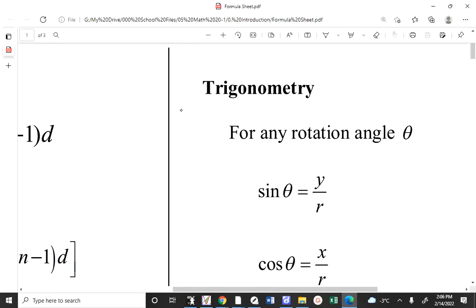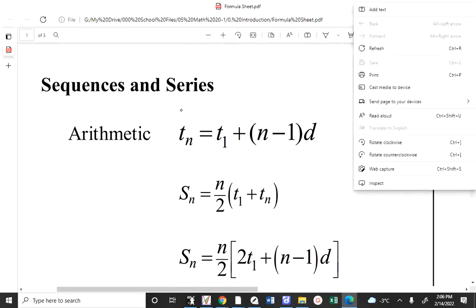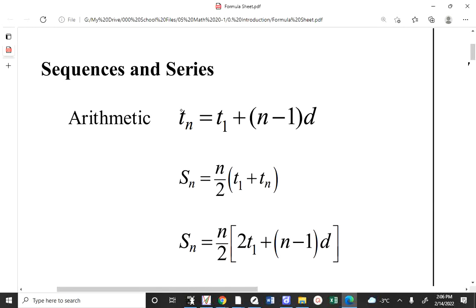When you take a look at your formula sheet, and I gave this out in the seminar this morning, so some of you may not have it, I look at any of these three formulas that we can use for arithmetic sequences and series. If I ask you to find n, it's really easy. Not really easy, but it's doable because the n in all of these formulas is what you would call a linear variable.